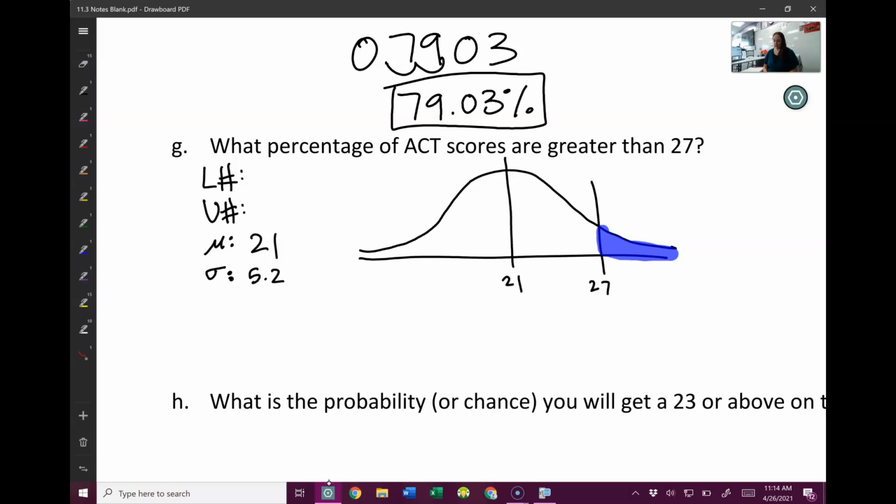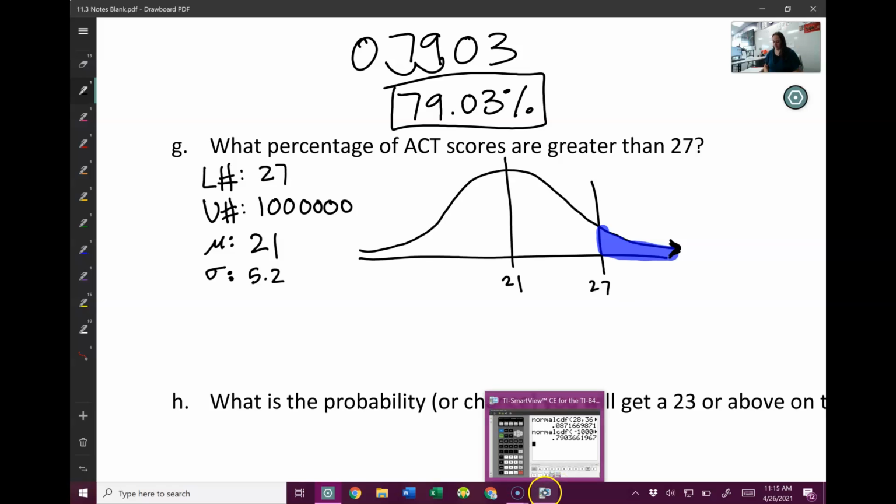So in this case, we can see in this picture, our lower number is going to be 27, and we want our upper number to be a really big number, because that arrow keeps going forever and ever. So we'll say this time a positive 1 million. And that will give us the area from 27 for basically forever, positive 1 million.